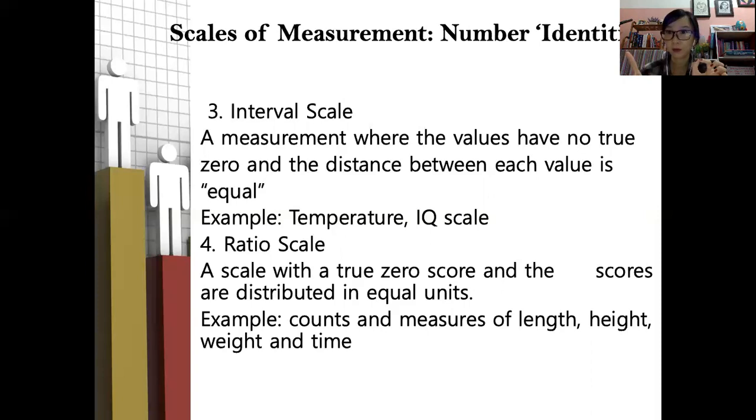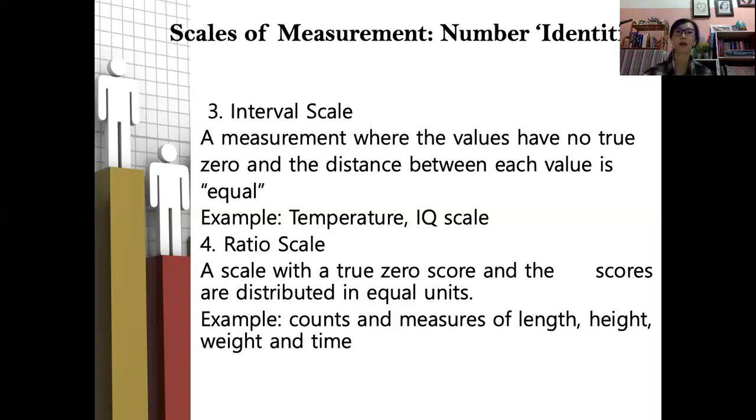You have 1, 2, 3, the numbers above, and you also have the minus degree, right? So 0 here is not true 0. It's not really empty or nothing. Also IQ scale. No one really has like an IQ of 0, right? It has to start at something. TOEFL score as well. TOEFL score does not have true 0.